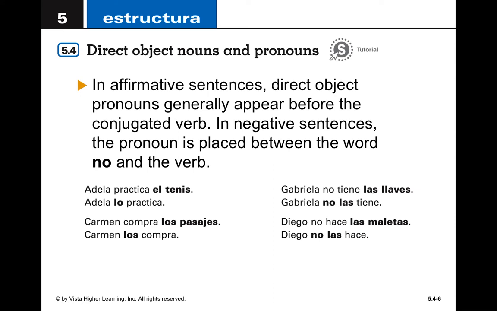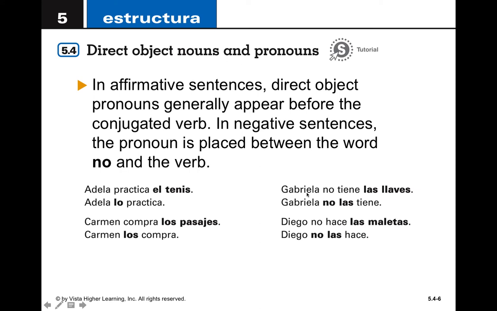So like we saw earlier, direct objects in the affirmative, they go before the conjugated verb. In negative sentences, the pronoun is placed between the word no and the verb, right? So pretty straightforward. Let's look at the examples here. Adela practica el tenis. Adela lo practica. So lo is referring back to tennis. So it's like saying she practices it.